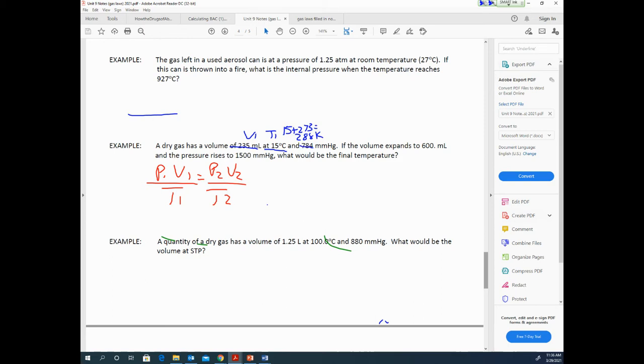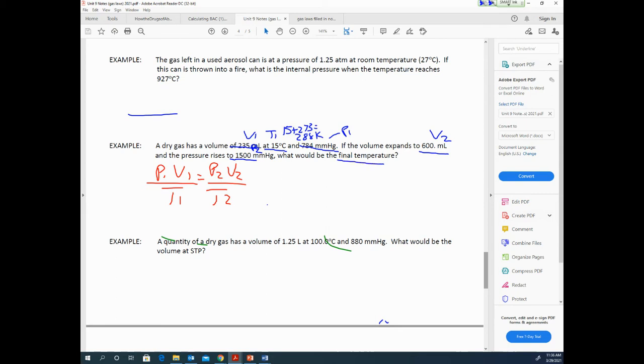And it has 784 mmHg. mmHg is one of our pressure units, so that's my P1. So that's my V1, T1, P1. I have this whole set over here. If the volume expands, so it gets bigger and goes to 600 milliliters, that would be my volume 2. And the pressure increases to 1,500 mmHg. That's my P2. Now you need to check, are they in the same units? In my volume, they're both in milliliters, so we're good. In my pressure, they're both in mmHg, so we're good.